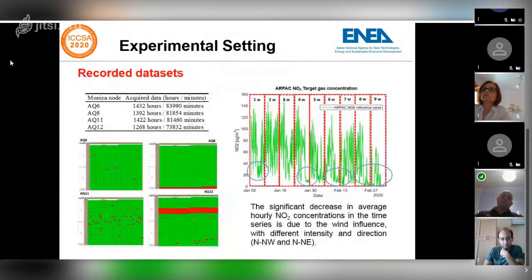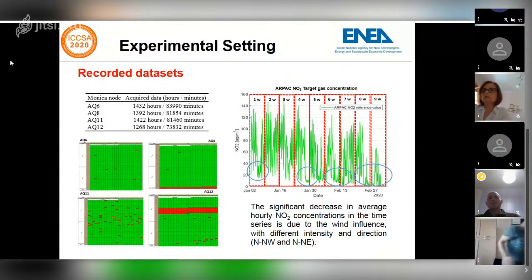and the data recorded in this field campaign are reported in the table. For each node in the table, we can see the acquired data hourly averaged and in minutes. And for a fast graphical visualization, we can observe the picture below the table, in which we can quickly identify the data losses. Specifically, green boxes represent acquired data, while the red boxes indicate data losses. We can observe that one of the devices has lost more data than the others due, for example, to connectivity problems.